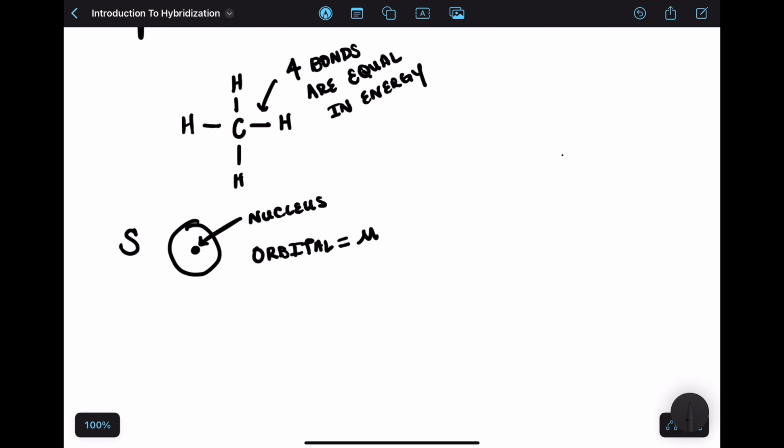So it's the most probable location of finding an electron.